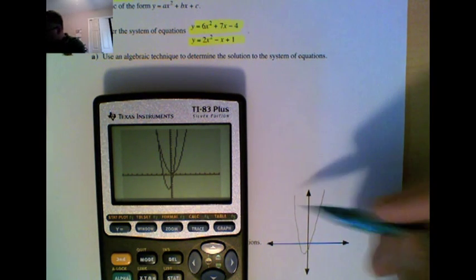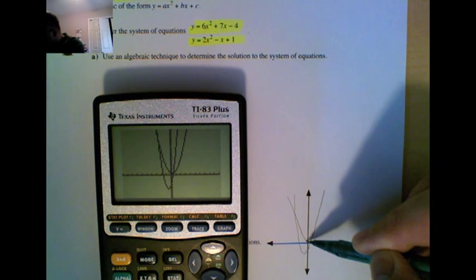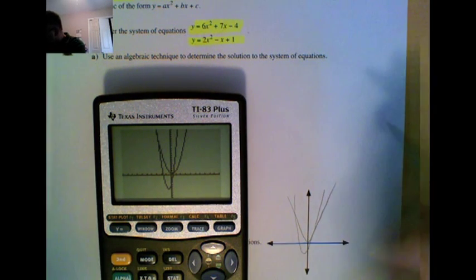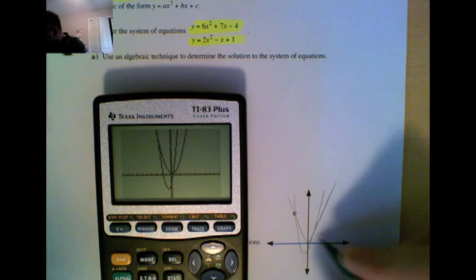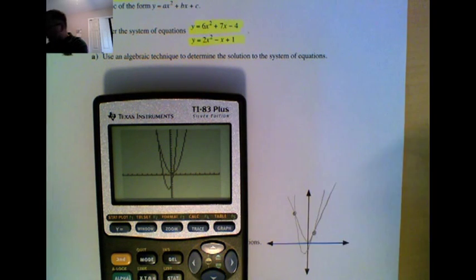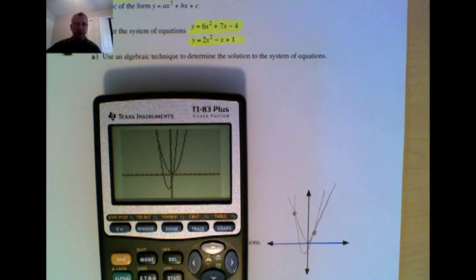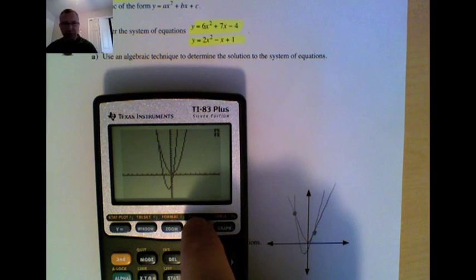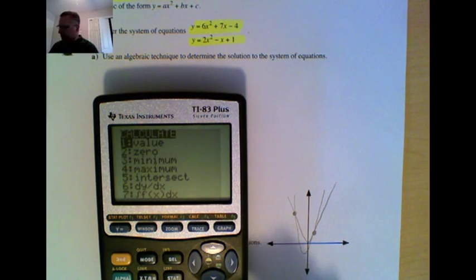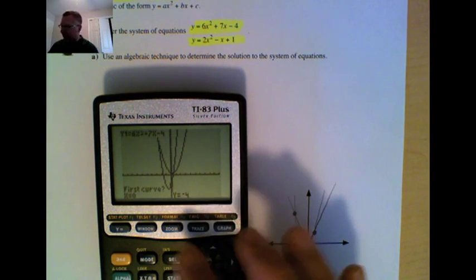So we're going to, to the best of our ability, sketch that first curve and sketch that second curve. And we have a point of intersection here and a point of intersection there. So we're going to use the features of our calculator to determine those points of intersection. So we're going to go second function and trace. We're going to choose number 5 for intersect.